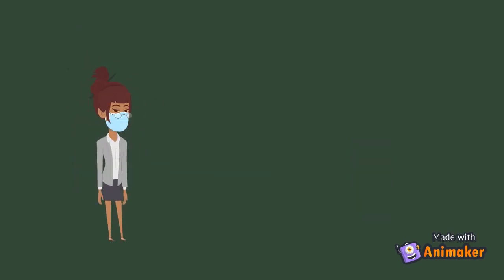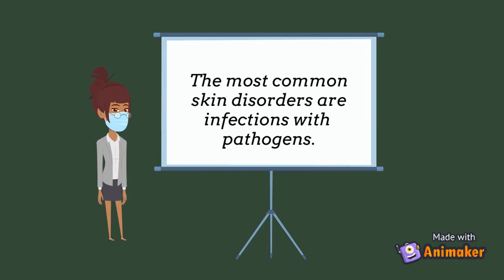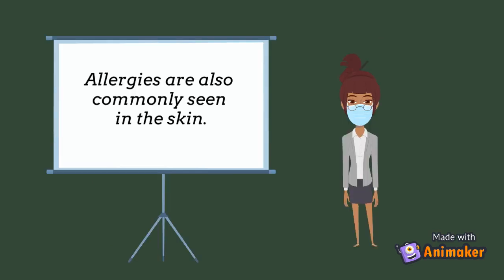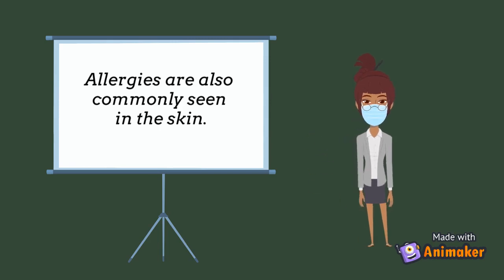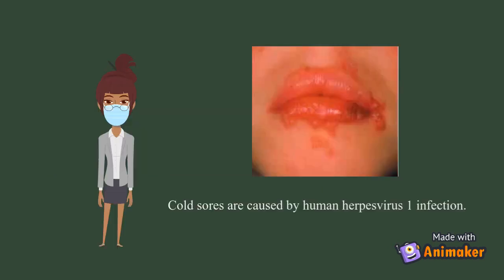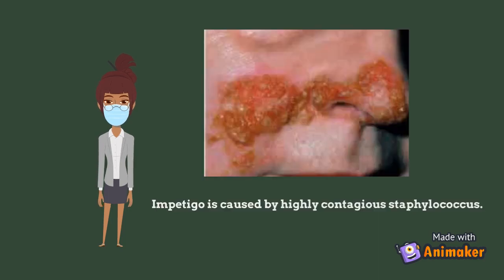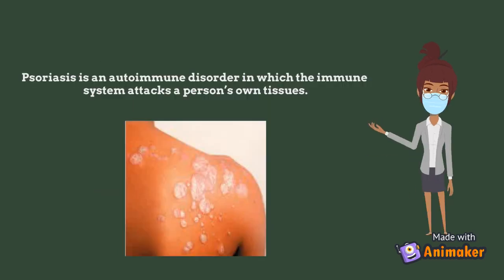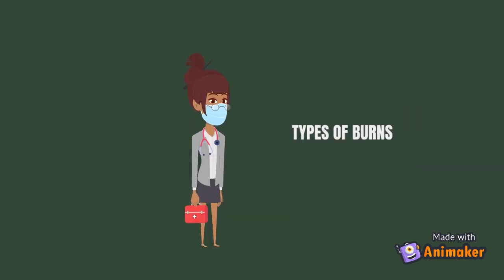Now, let's go for another ride. Let's talk about skin disorders. The most common skin disorders are infections with pathogens. Allergies are also commonly seen in the skin. Let's go first with the infections and allergies. Cold sores are caused by human herpesvirus 1 infection. Impetigo is caused by highly contagious Staphylococcus. Psoriasis is an autoimmune disorder in which the immune system attacks a person's own tissues. Now, let's go to the next one, which is the burns.